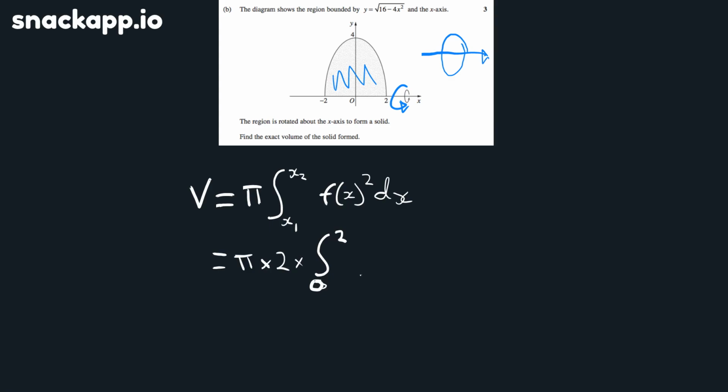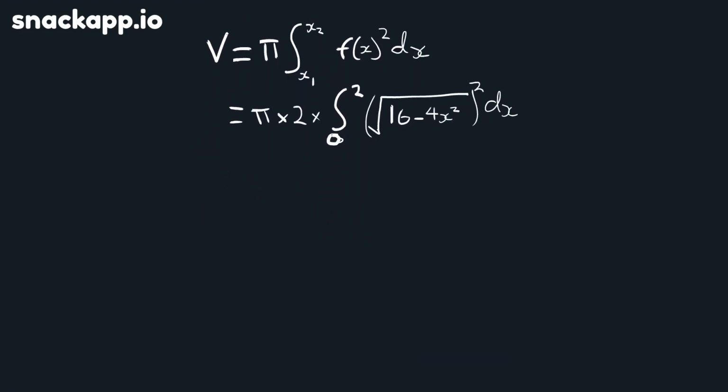Anyway, so we're going to have the square root of 16 minus 4x squared, but then we're going to square all of that. So we can simplify that a little bit because the square root and the square will just cancel. So we've got this 2 pi out the front, the integral between 2 and 0 of 16 minus 4x squared dx. Okay, so let's get into it.